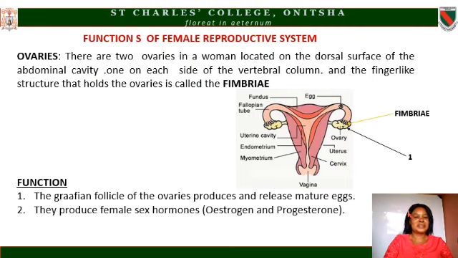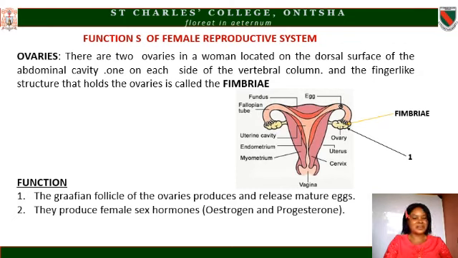The ovaries. There are two ovaries in a woman located on the dorsal surface of the abdominal cavity, one on each side of the vertebral column, and the finger-like structure that holds the ovaries is called the fimbriae. If you look at the structure here, the arrow labeled number 1 is the ovary, while the one that appears in yellow color is the fimbriae.